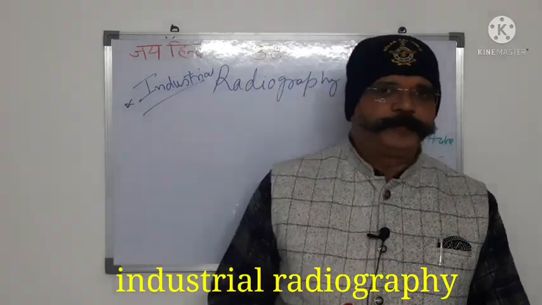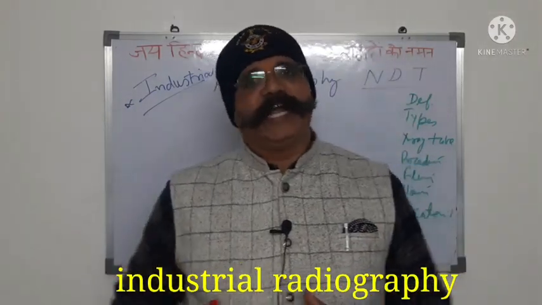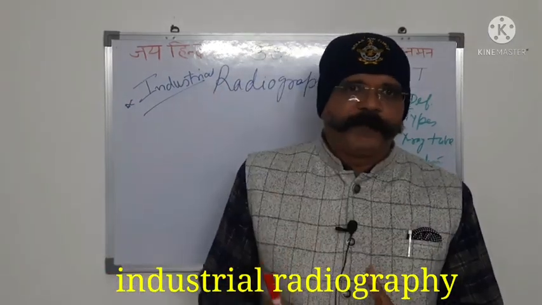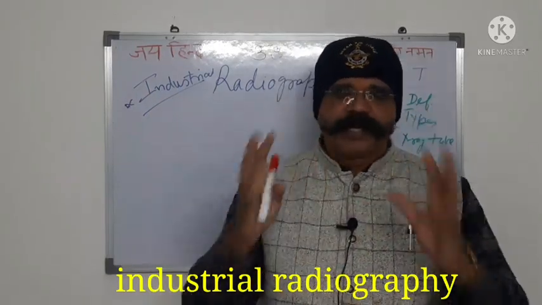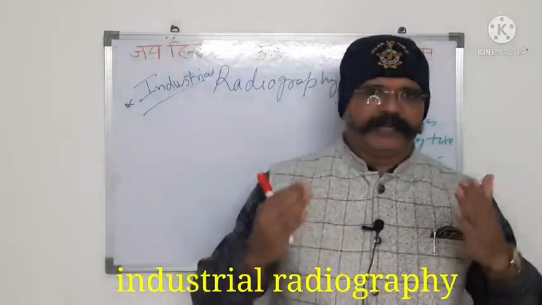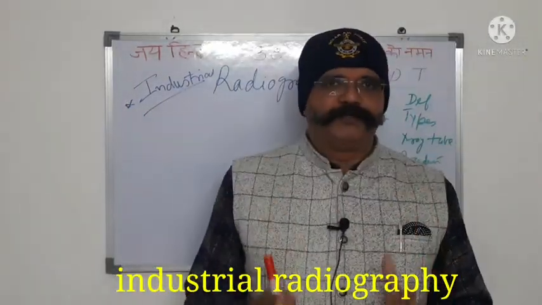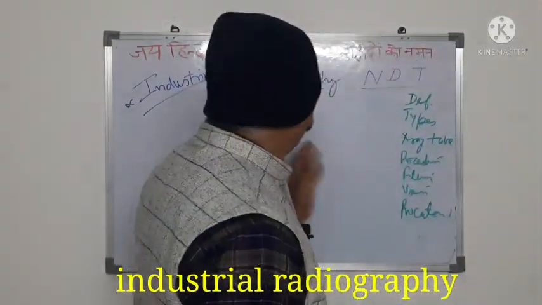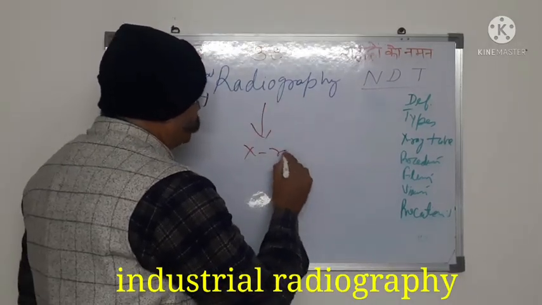This radiography has two major types: the radiography with the help of X-rays and the radiography with the help of other ionizing radiations, mainly gamma rays. We will see this topic in two classes, so that the video length is not very high and the person who is viewing can understand this topic very easily. Today in this topic we are going to see industrial radiography with the help of X-rays.